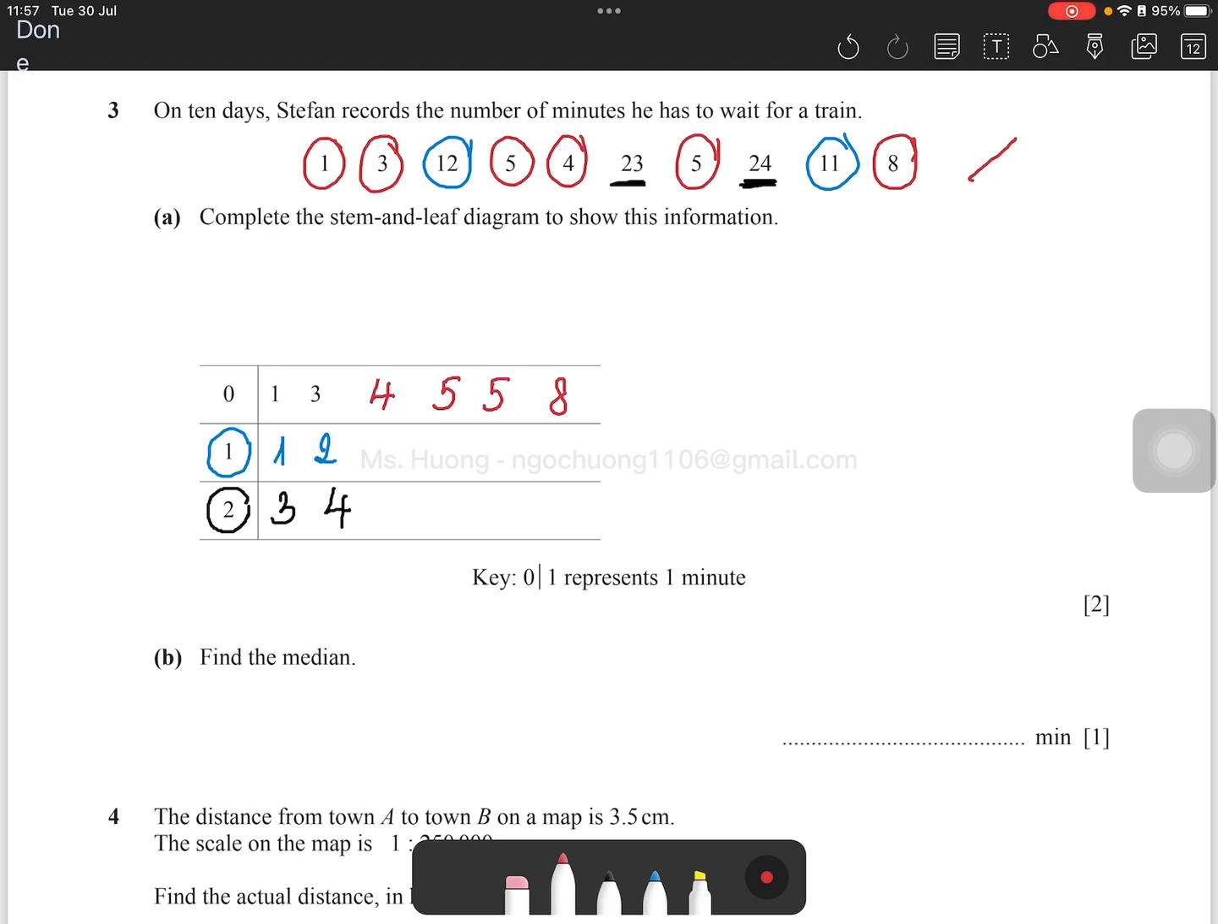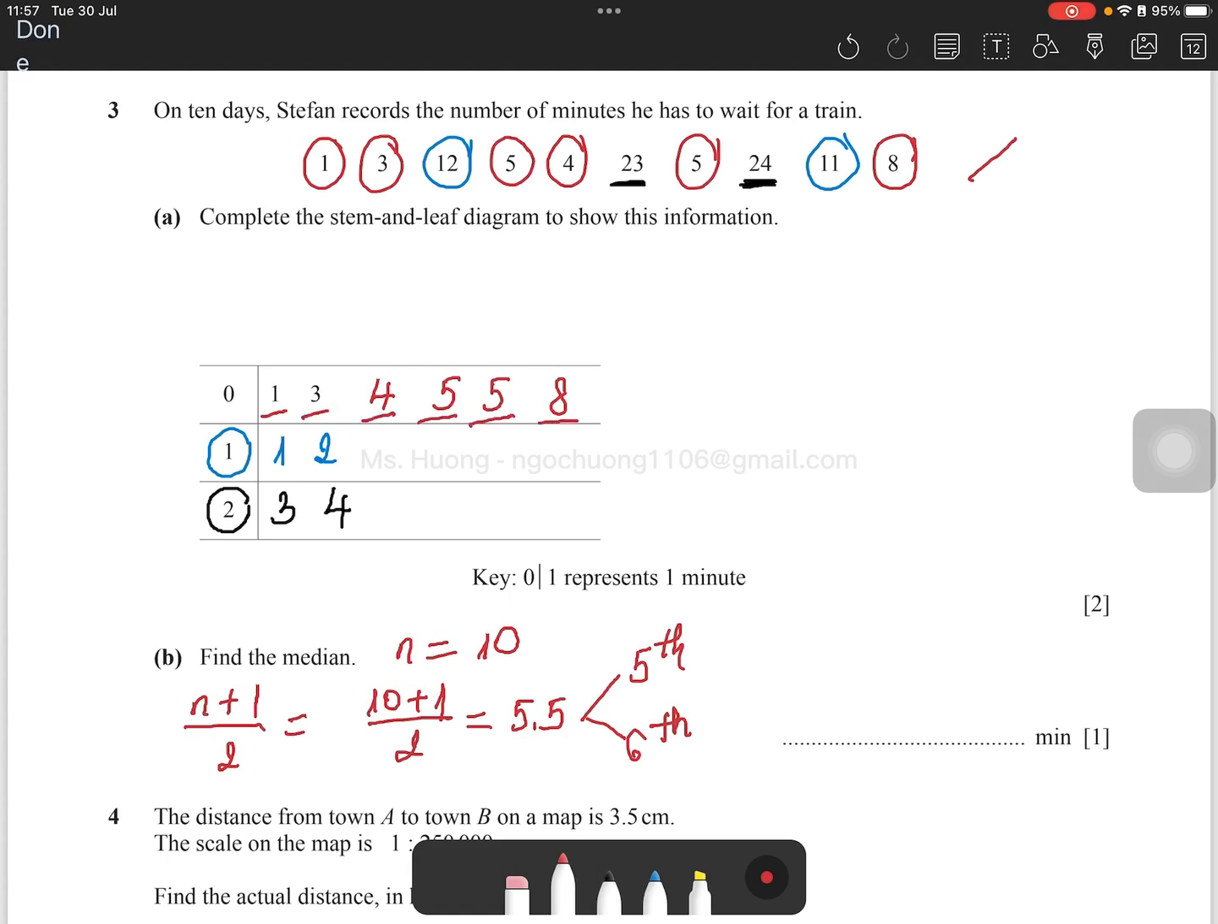B. Find the median. In this case, we have 10 numbers, which means n equals 10. So, to find the position of the median, we use the formula n plus 1 over 2 equals 10 plus 1 over 2. This is 11 divided by 2, which is 5.5. So the median is the average of the 5th and the 6th number. In this case, we'll count the 1st, 2nd, 3rd, 4th, 5th, 6th.